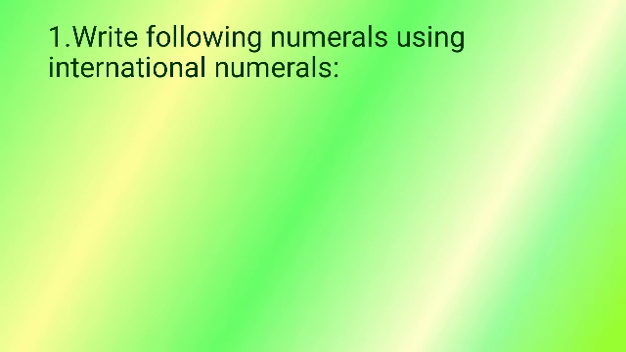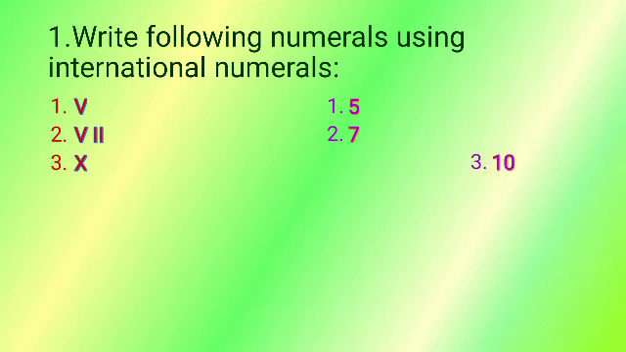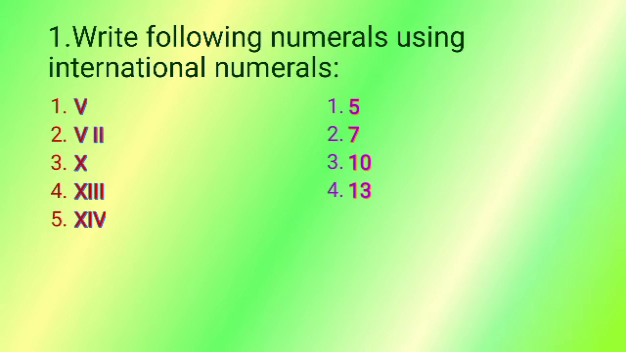Next, write the following numerals using international numerals. So V, here it is in Roman numerals and we have to write it in the international. International means simple digit numbers. So V is equal to 5. Next, VII, it is 7. X is 10, very simple. Then XIII, X with 3 I's. So the answer is 13. XIV, answer is 14.